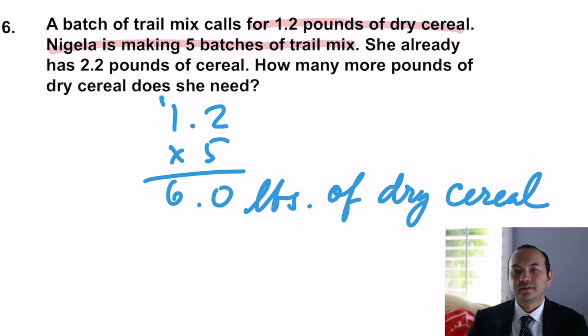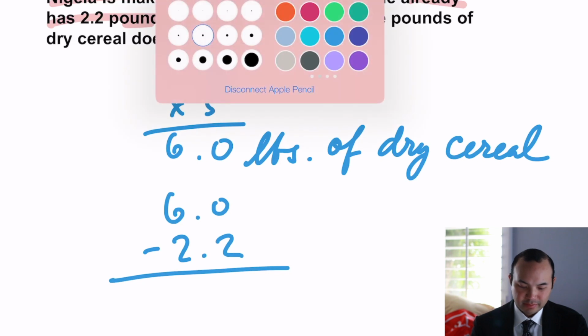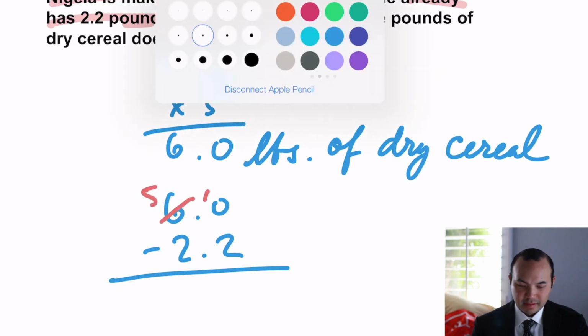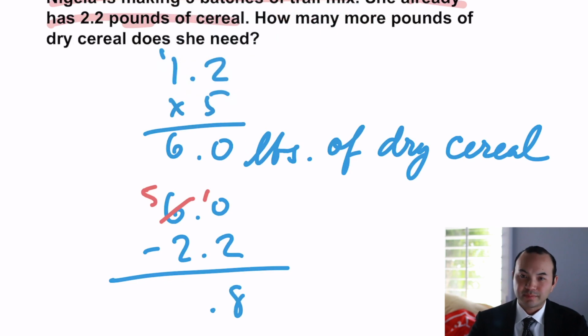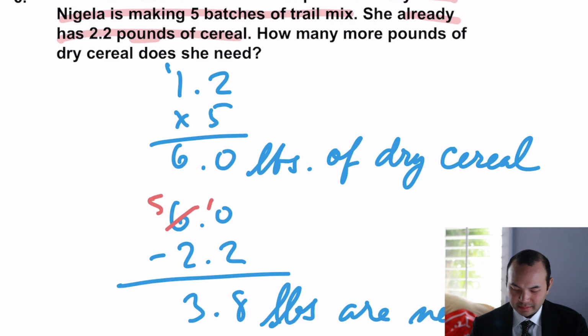Alright, but that's not what it's asking for. It says how many more pounds of dry cereal does she need? Because right here, she already has 2.2 pounds. So if she has 2.2 pounds and 6 pounds are needed, you're just going to have to subtract. So 6.0 minus 2.2 there. And then we're going to have to borrow. This is going to have to be a 5. Okay, this is 8. We're lining up the decimals. And this is 3. 3.8 pounds are needed.